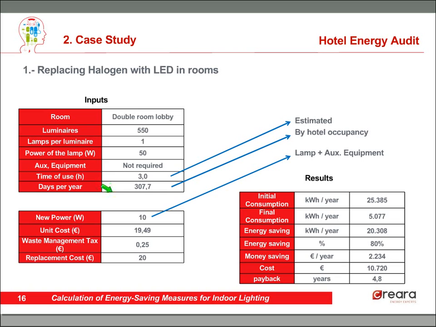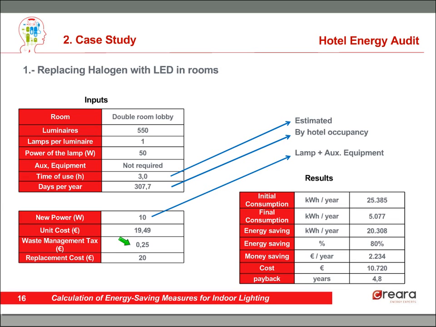And the days per year, 307.7. This is based on hotel occupancy. So the new power is 10 watts, the LED power equivalent to the 50 watts of the halogen lamps. The cost of the new lamp is 19.49 euros. And we can add the waste management tax. It's 0.25 euros, 25 cents. But I think in these results, we have not considered this waste management tax, but we should. It's better to use it.